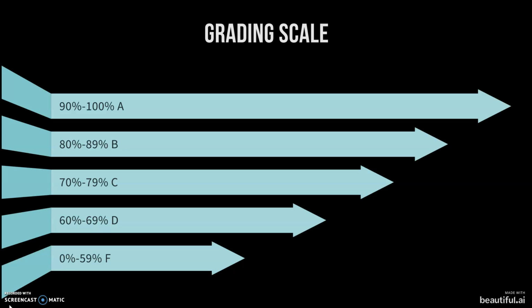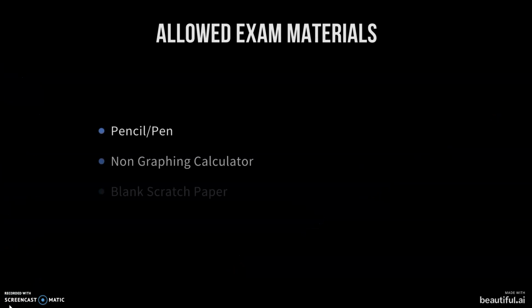Okay, here's our grading scale. 90 to 100 is an A, 80 to 89 is a B, 70 to 79 is a C, 60 to 69 is a D, and 0 to 59 is an F.